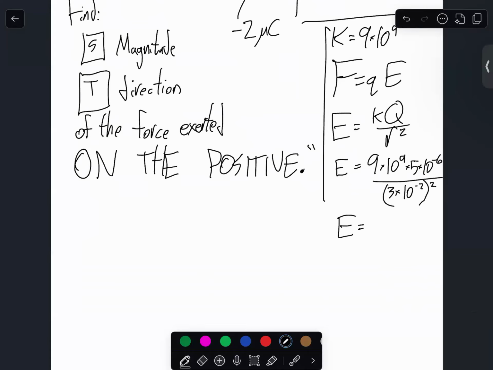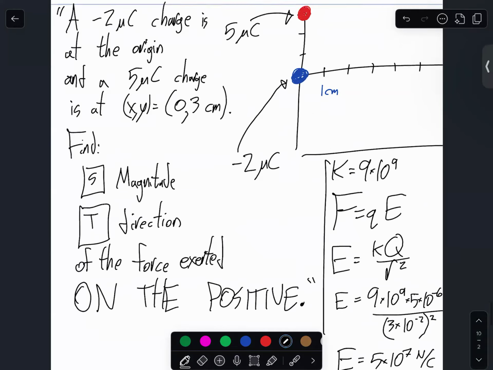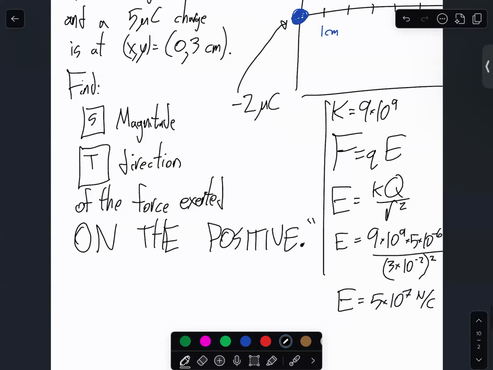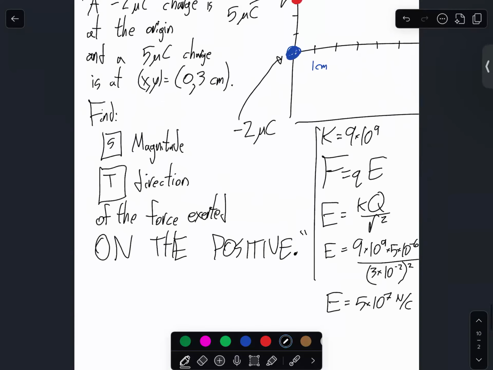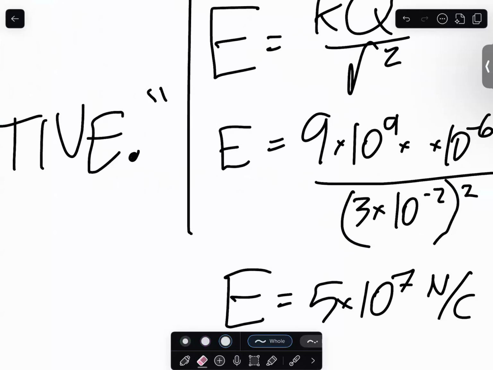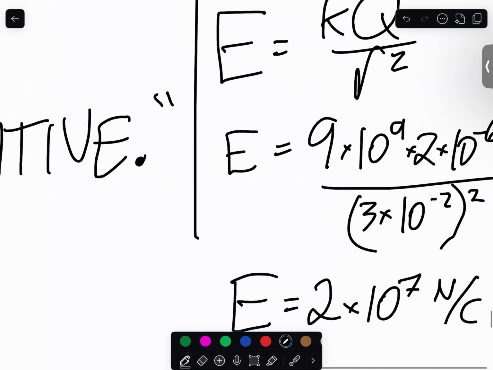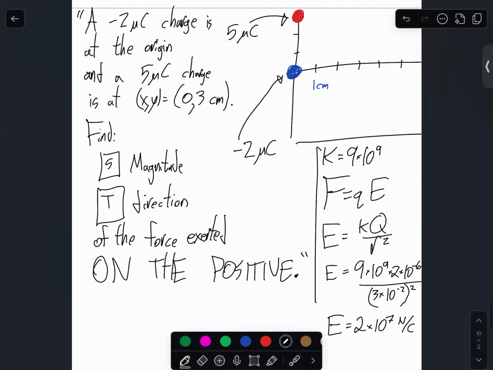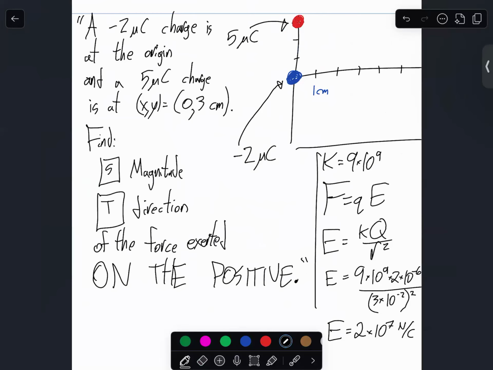9 minus 6 is 3. 3 plus 4 is 7. 9 over 9 is... right. And I'm doing that in the same way that I want. Nope, I don't want you to do it that way. I want you to do this as the test charge. Yes, good.